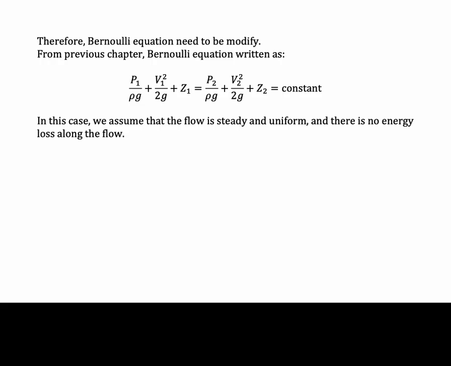From the previous chapter, the Bernoulli equation is written as this one. This is the common Bernoulli equation that you know. In the previous lesson we assumed that the energy at inlet is equal to the energy at outlet, so we assume that the energy is constant along the streamline. In this case, we assume that the flow is steady and uniform and there is no energy loss along the flow.